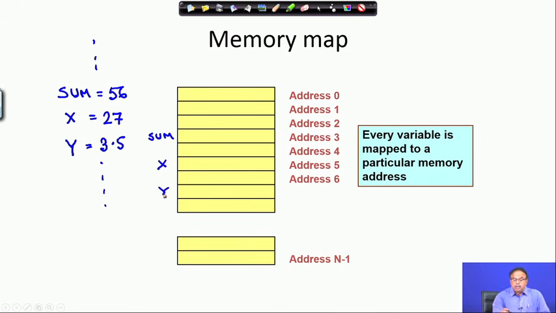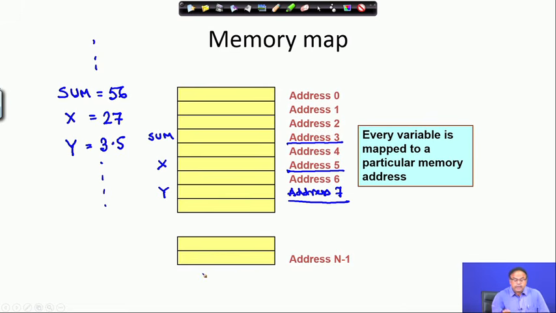Therefore, sum can be identified now by the computer, the CPU. When it will run the program, whenever sum appears in the program, the compiler will convert it to the corresponding address of sum. Sum has got the address 3, x has got the address 6 and y has got the address 7.